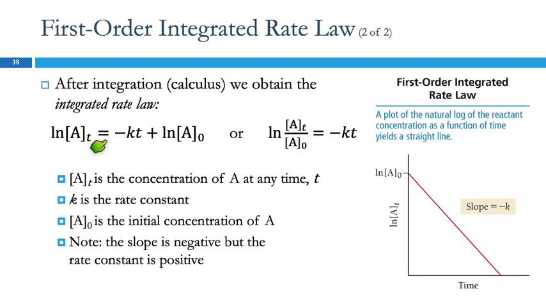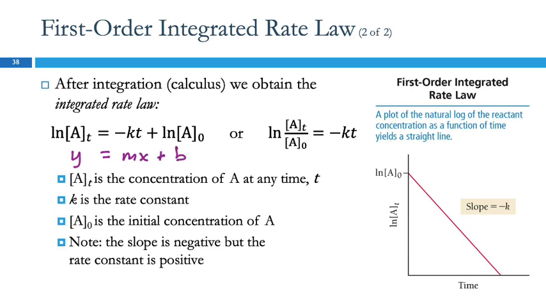So we can write this equation in 2 different ways. This is just rearranging it. This is a linear form. And so if you remember from math class, the equation for a line is y is equal to mx plus b.